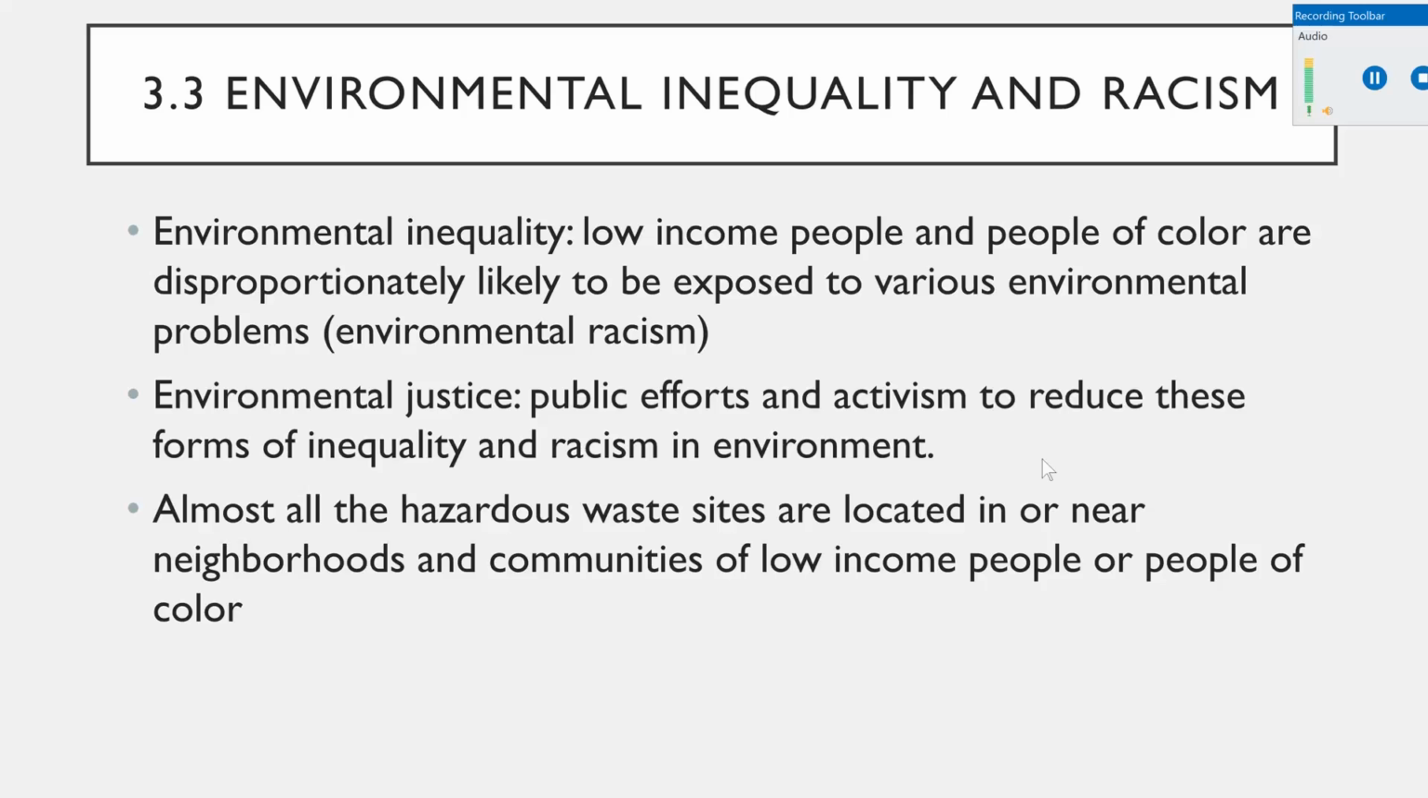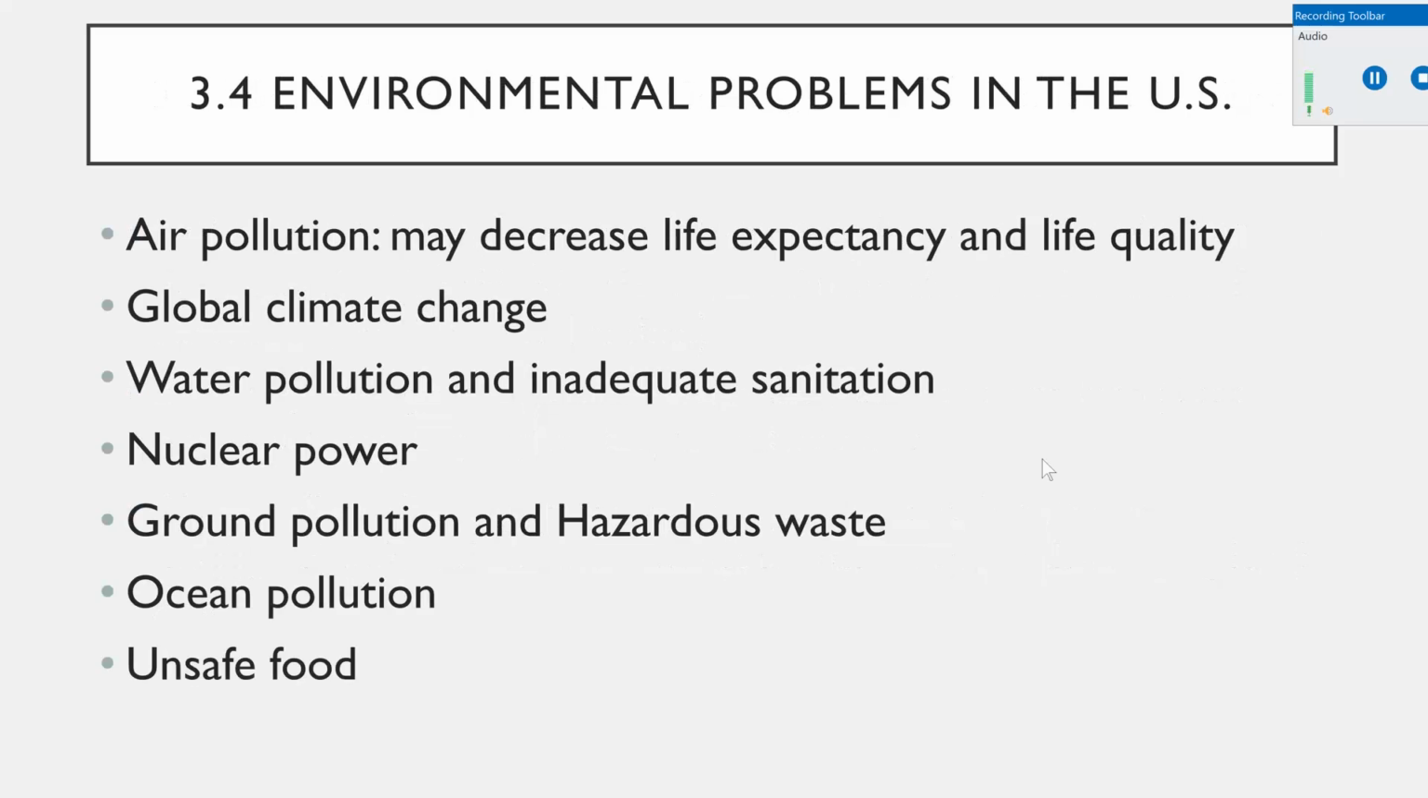Almost all hazardous waste sites and dirty sites are located in or near poor areas, and these communities are usually filled with lower class people or people of color. So there are environmental problems in the US such as air pollution, global climate change, water pollution, nuclear power, and other pollution in the ground, ocean, and food. These are daily issues, but there are big changes we need to make.